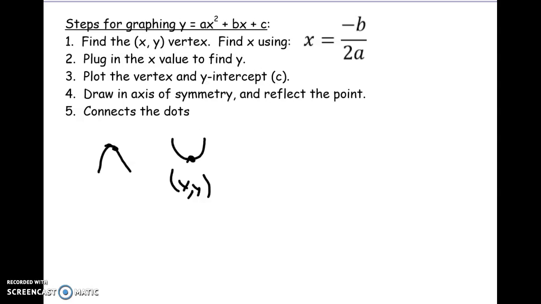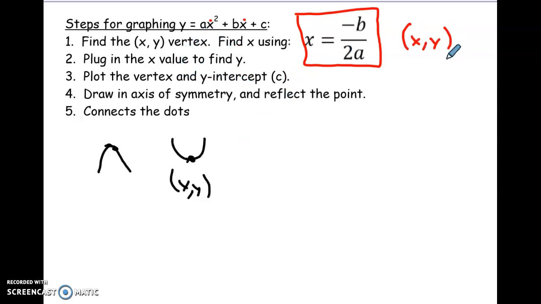The way that you find that vertex is using a little formula. Some guy a long time ago figured out that to find the x part of the vertex, you just use this formula, which is negative b over 2a, and b and a come from this equation right here. A is in front of x squared and b is in front of x. Once you find what x is, you plug the x number into the equation, right here and right here for x, and then you'll find y. That'll get you the x, y vertex.